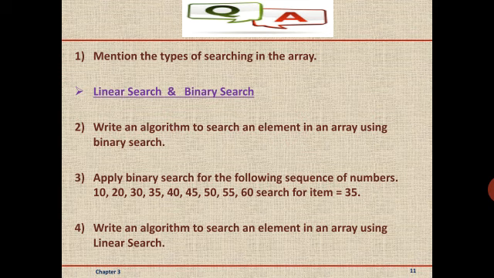Second question is write the algorithm to search an element using binary search. Algorithm is also asked as well as some example will be asked. For example, apply the binary search for the following sequence of numbers. Here you need to find the search item 35. This is a different problem. You have to solve it and keep it in the book. Fourth question is write an algorithm to search an element in an array using linear search.